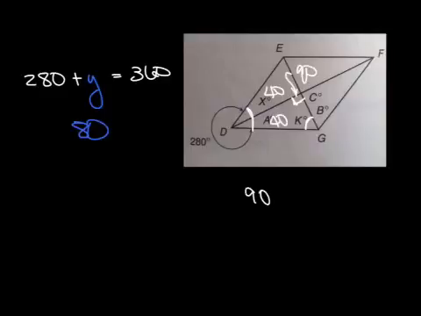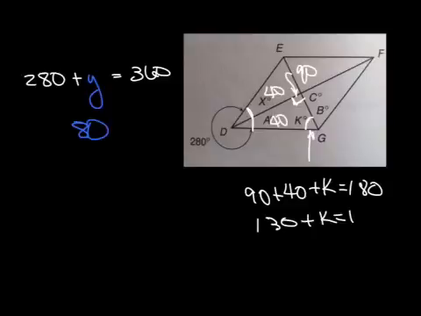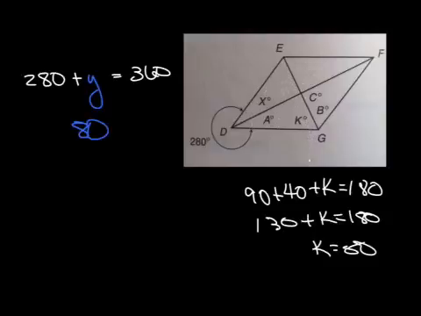So 90 plus 40 plus k is going to give me the angles of a triangle, which is 180. So I've got 130 plus k equals 180. So k is going to be a 50-degree angle. Let's get rid of all my stuff here, and I can put k as being a 50. We already found a is 40, found out x is 40.